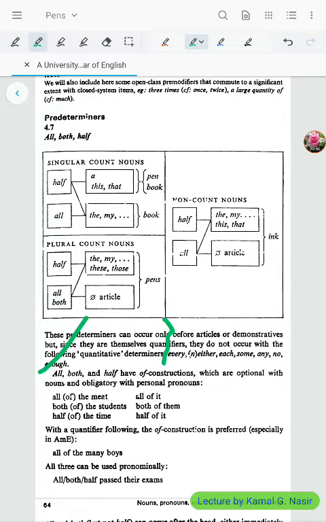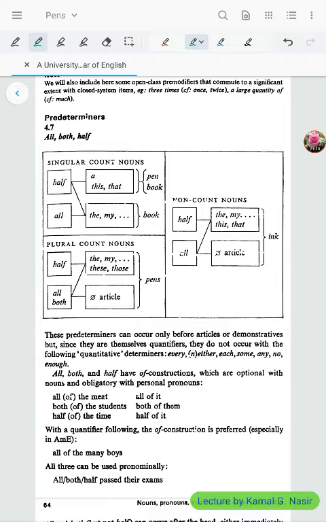These are notes, or rules. All, both and half come with the of construction. This is the of construction. So what do we say? All of the meat. This of the meat they call the of construction.